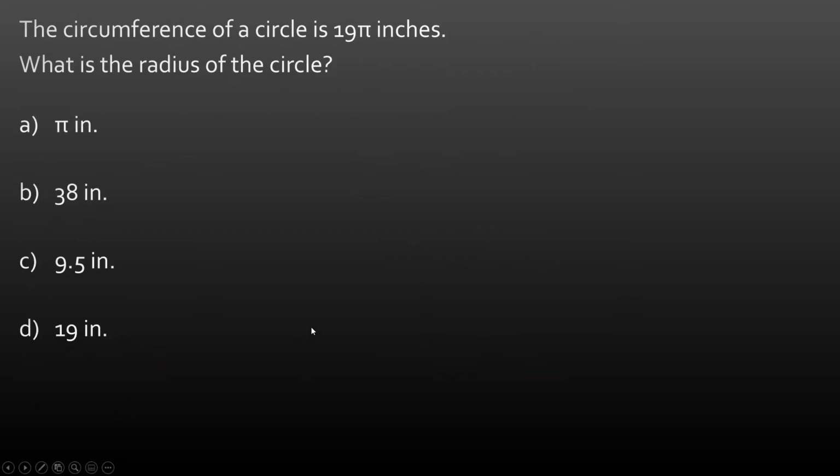Next question says the circumference of a circle is 19 pi inches. What is the radius of this circle? So this one is a little bit different. Okay, I have circumference is equal to pi times diameter. It tells me that my circumference is 19 pi. So 19 pi is my circumference here. And that is going to be equal to pi times my diameter.